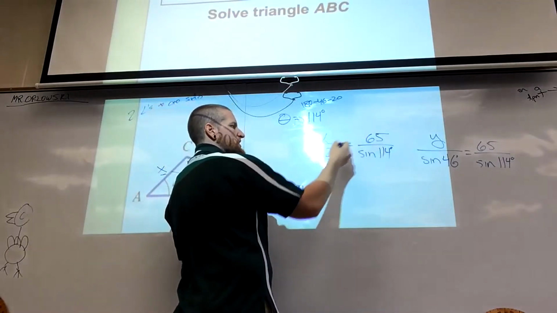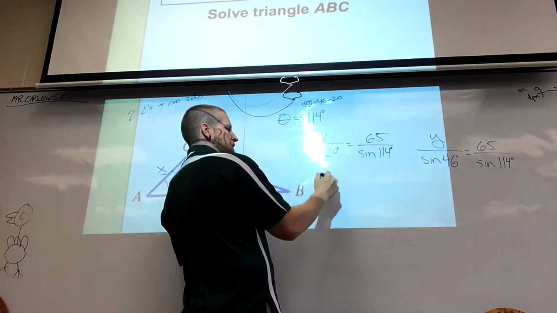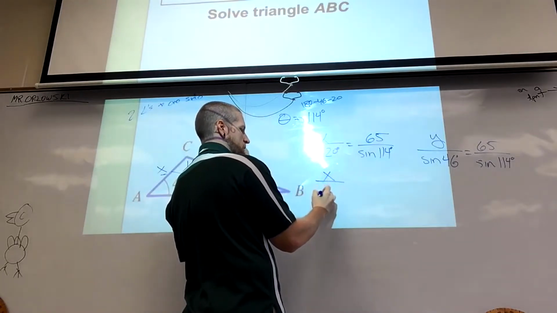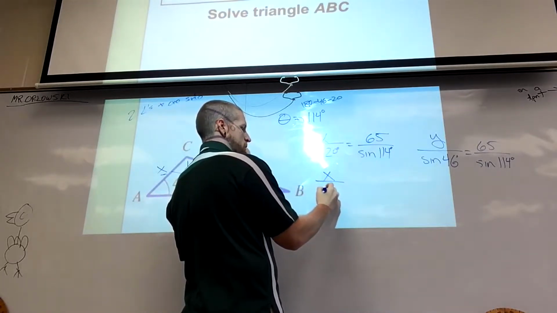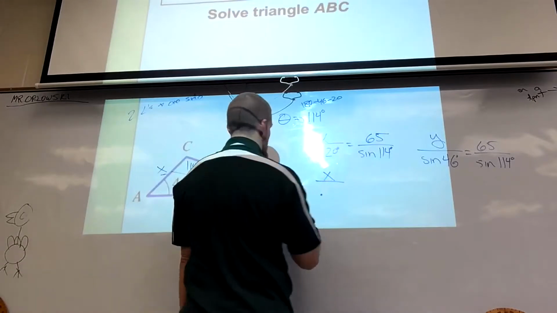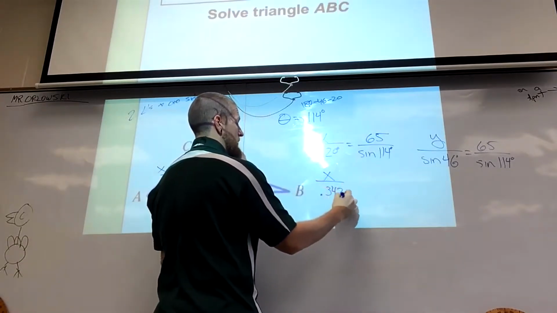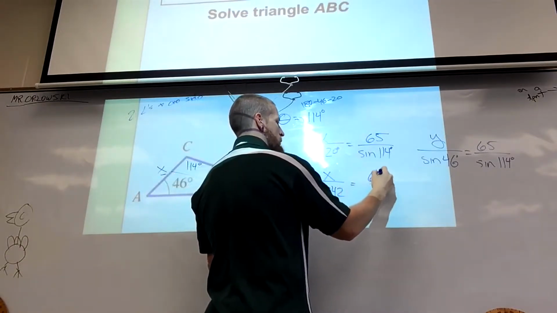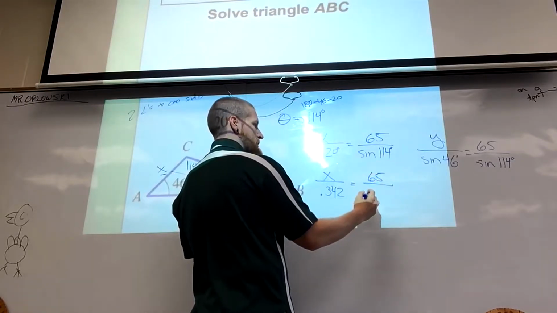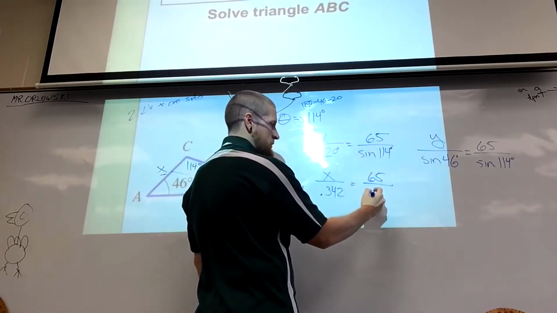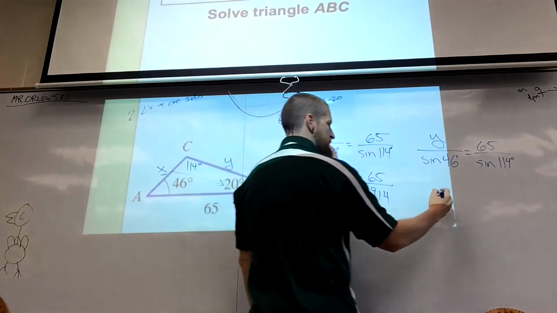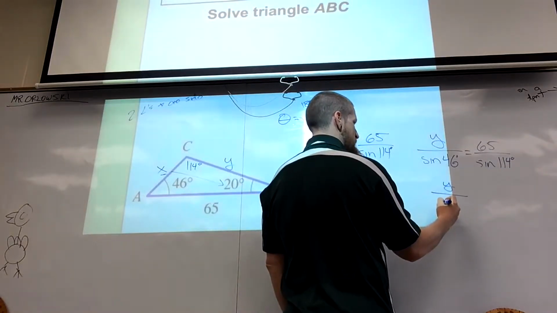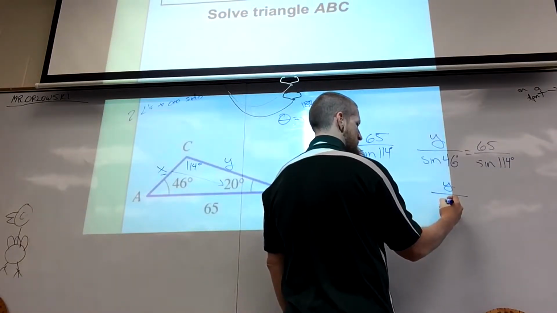So again, I would do this kind of the same way, like I would find decimals. What's sine of 20? Somebody do that for me? 0.342. Yeah, sure. And what's sine of 114? 0.94. And what about sine of 46? 0.72.